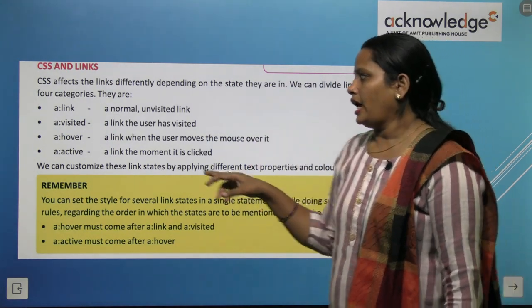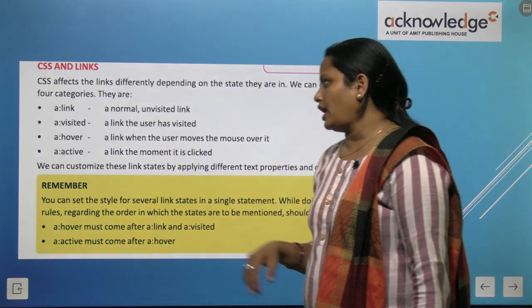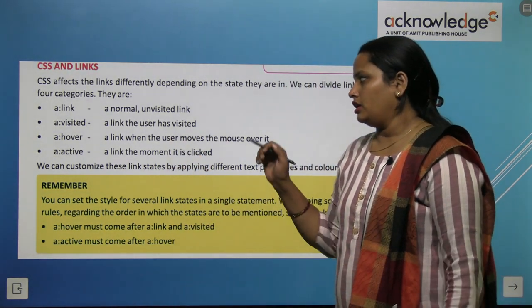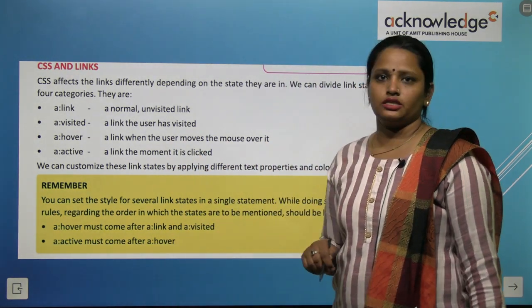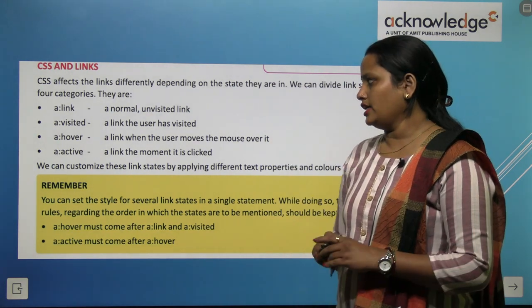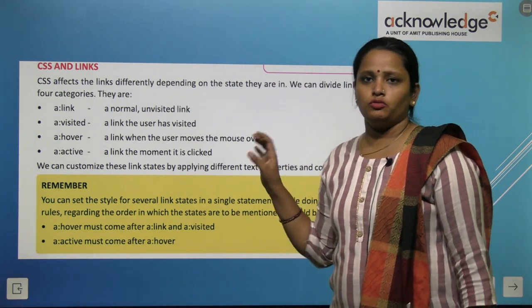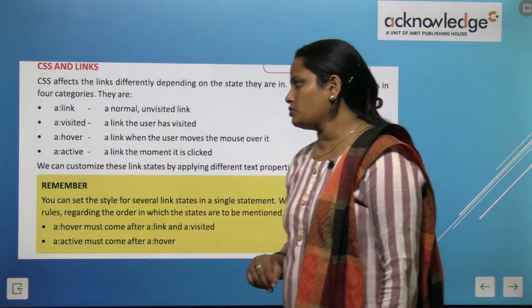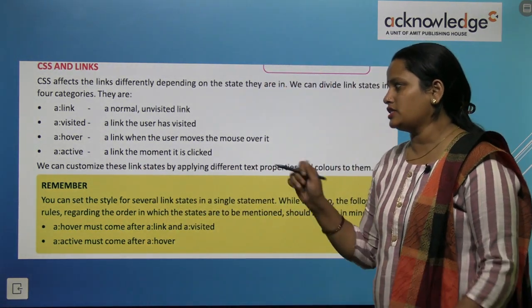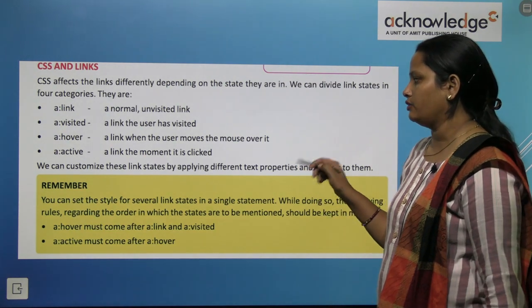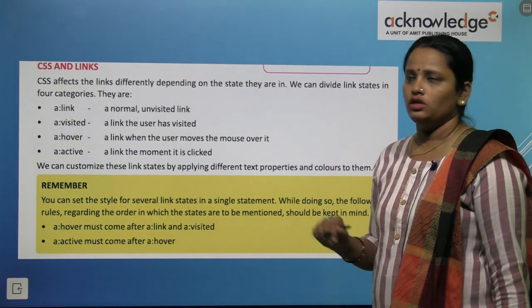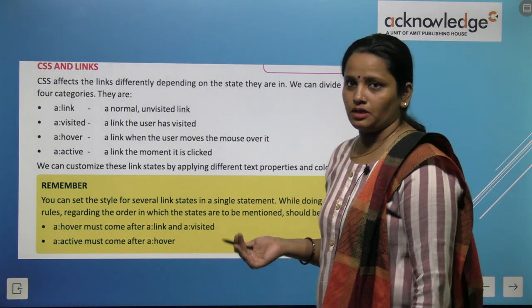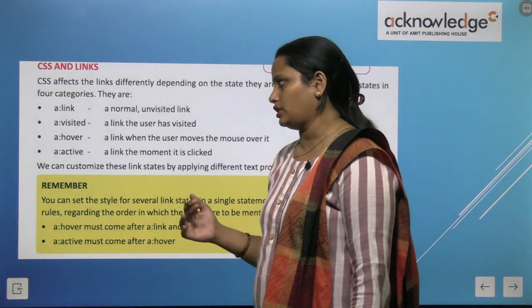करता है. And active is a link at the moment it is clicked. So ये एक ऐसा लिंक है जिसपे उसी मोमेंट पे वो रहता है जिसको क्लिक किया गया है. We can customize these link states by applying different types of properties and colors to them. So इसमें अलग अलग types की properties और colors को हम add कर सकते हैं.